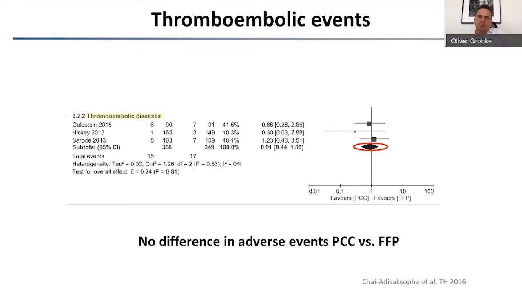One thing that is always important to remember: we know the 4-factor PCCs are highly thrombin-generating drugs. They are highly effective in restoring hemostasis in this setting. So we actually feel there's a risk of inducing thromboembolic complications, but we see from these studies and this meta-analysis that there was no safety signal. Which means that the 4-factor PCC was equally safe as fresh frozen plasma, so no difference in adverse events in the setting of the VKA reversal.